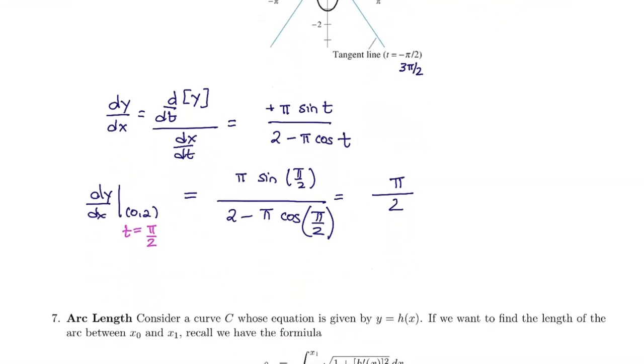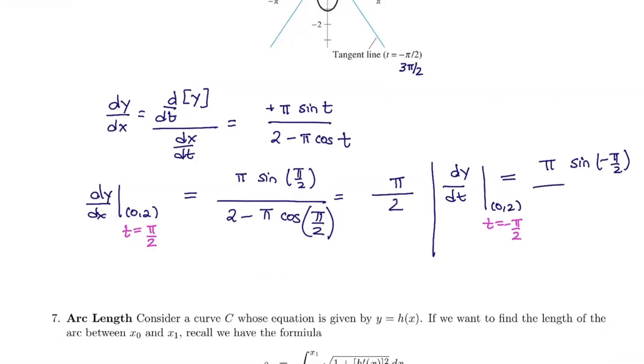How does that change for the other situation where I have dy/dt, and I'm now evaluating that still at (0, 2), but this time we're going to take t at negative pi over 2? Well, this is going to end up being the following: pi times the sine of negative pi over 2, all divided by 2 minus pi times the cosine of negative pi over 2, which of course is going to be 0 again.